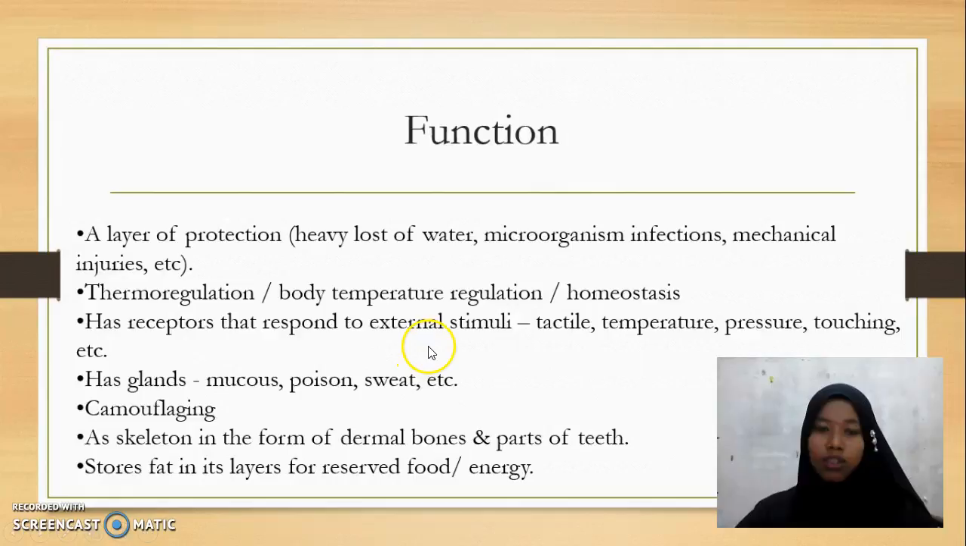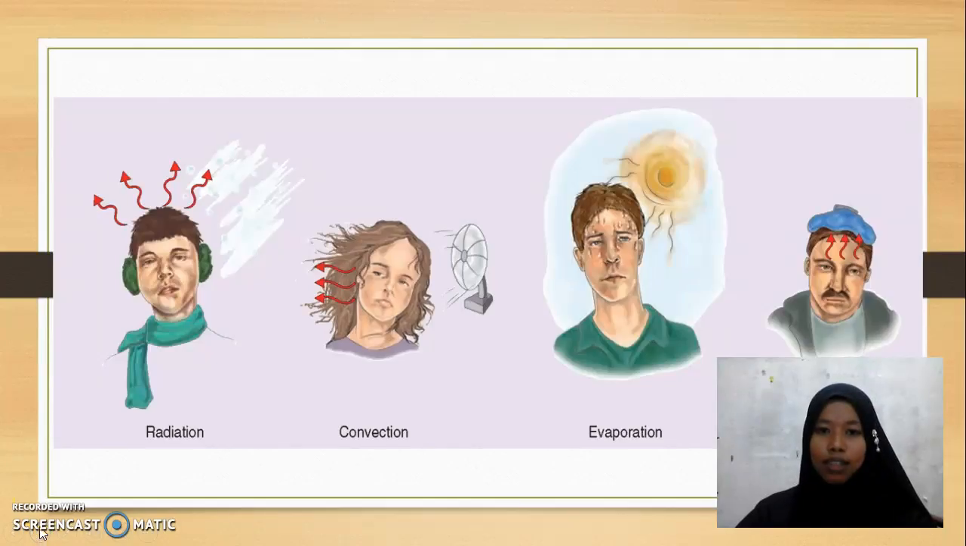Skin also has receptors that respond to external stimuli like tactile sensation, temperature, pressure, touch, and so on. Skin also has glands: mucus, poison, sweat, and other types of glands. Its function is also camouflage, and a skeleton in the form of dermal bones and parts of the teeth. And lastly, it stores fat in its layer as reserve food or energy. But what I want to focus on is its main function, which is protection. This is the picture of the function of the integumentary system: radiation, convection, evaporation, and conduction. So it responds to radiation, so the heat, and the sweat from the glands.